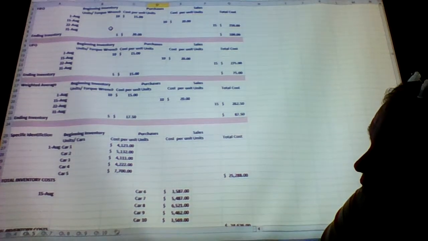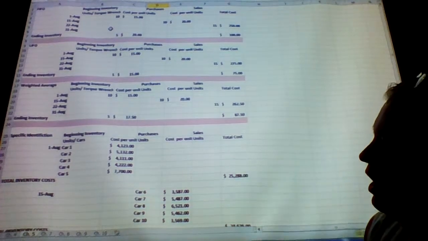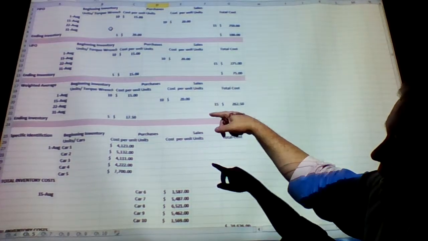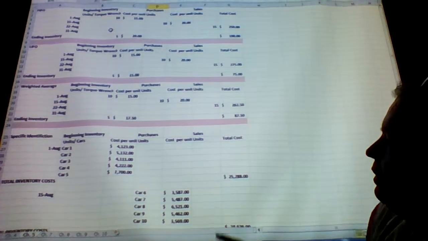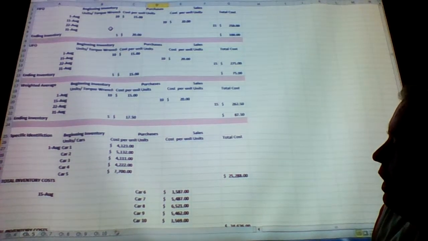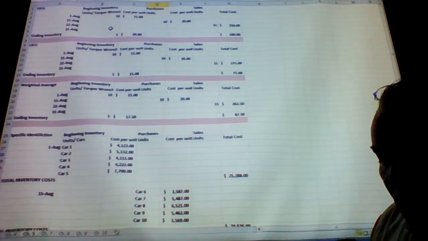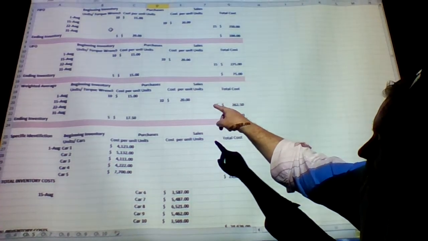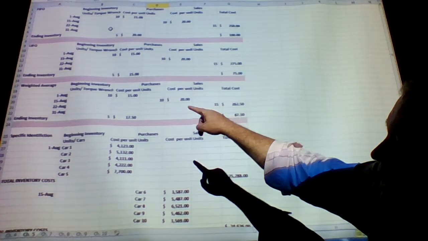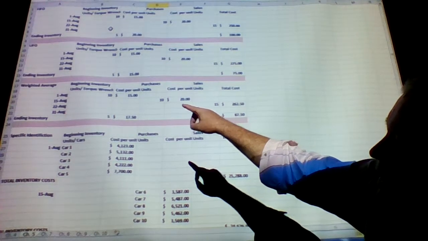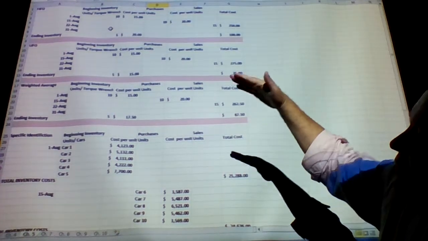On weighted average, beginning inventory, August 1, we have 10 torque wrenches at a cost of $15 per unit. We buy 10 more on August 15th, and we paid $20 apiece for those. On the 22nd, we sold 15. What we did is we took the 10 times $20, which is $200, and the 10 times 15, which is 150, for a total of $350 of inventory.